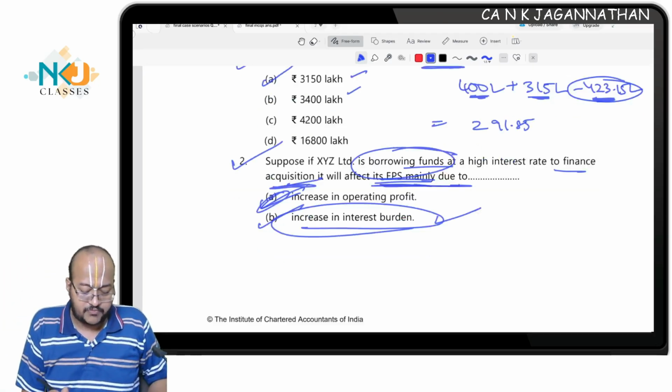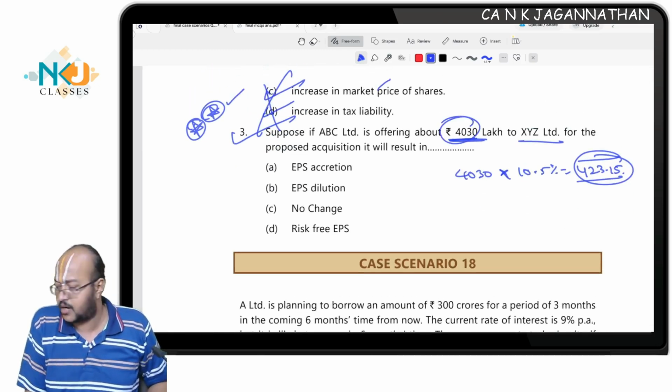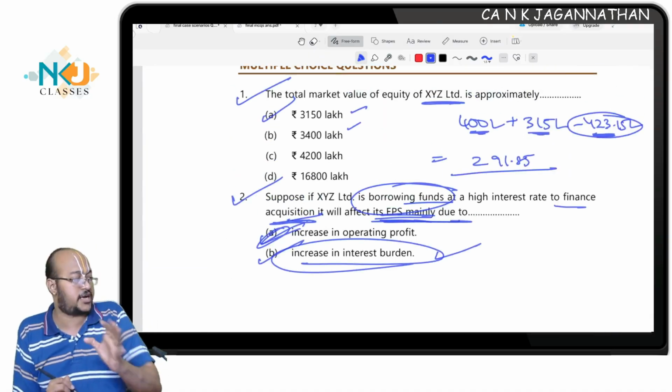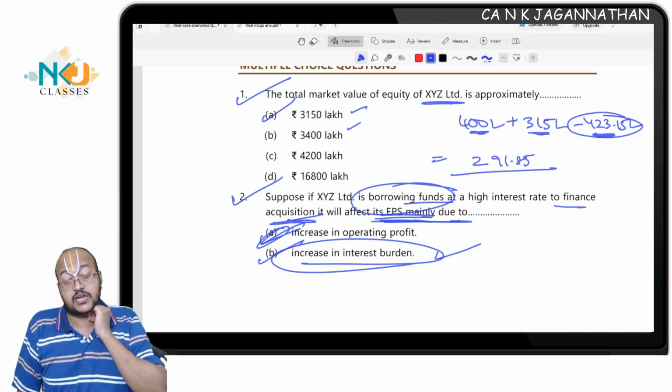291.85. Now, if you see the question, 291.85, EPS. Now you need to find EPS. What is the revised EPS? Revised net profit after tax divided by number of shares. If you do, you will get the EPS, post-tax EPS. Here, that is post-merger EPS.